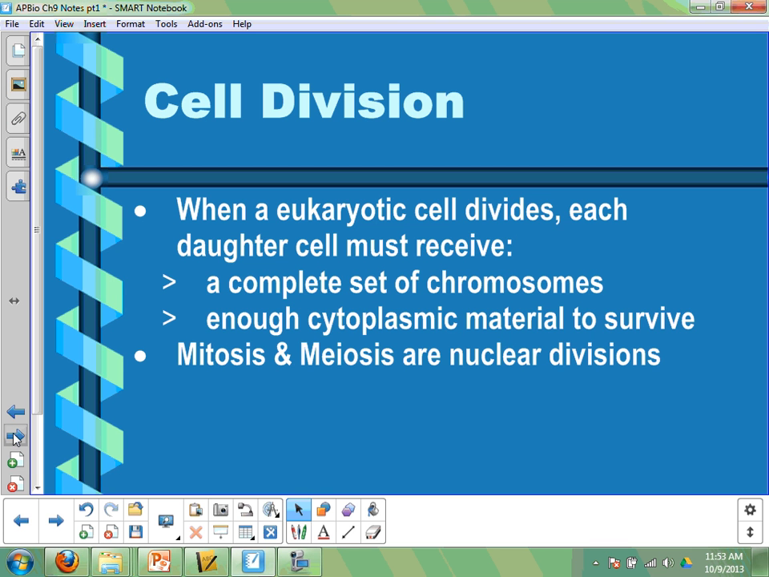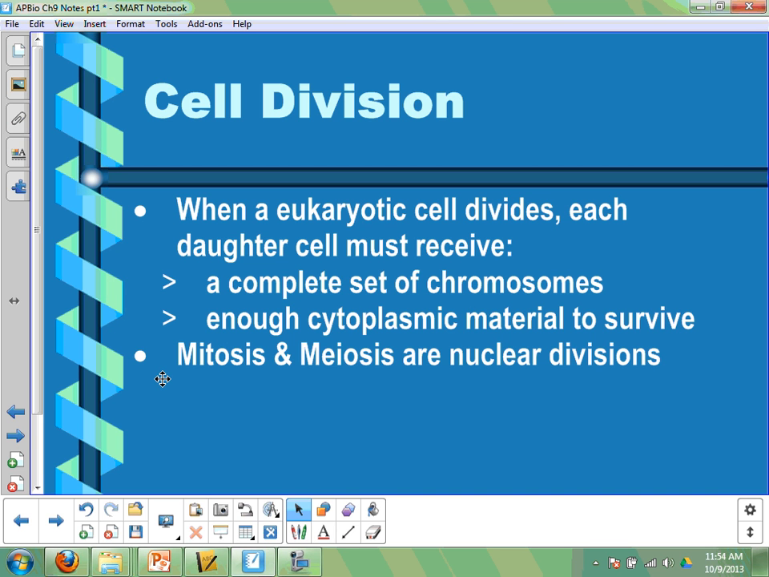Now, there are 2 different types of ways that the nucleus can divide. So this first step of getting a complete set of chromosomes can be done 2 different ways. Those 2 ways are mitosis and meiosis. And if we're going to be really particular here and watch our language and our vocabulary very carefully, mitosis and meiosis are terms just for the division of the nucleus itself. They're not terms for the cell division. So sometimes we'll talk about mitotic cell division and meiotic cell division, meaning cell division using one of these 2 methods to divide the nucleus.